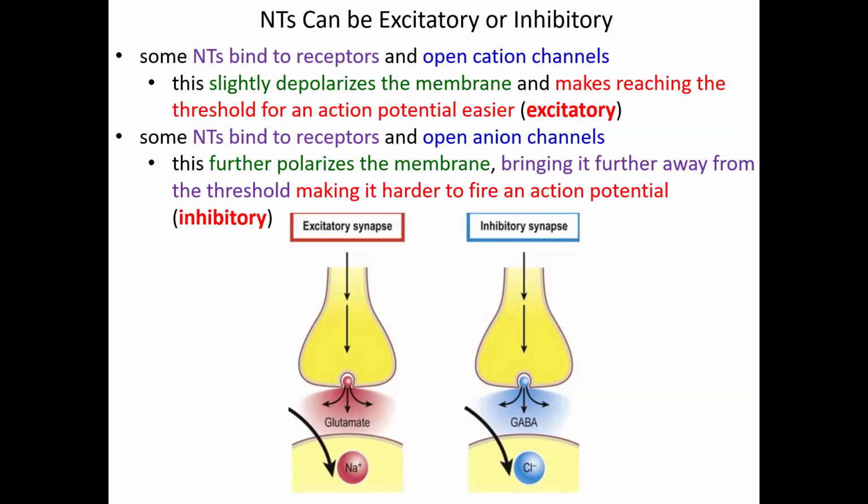So what makes a neurotransmitter and a signal excitatory or inhibitory really boils down to the type of ion that it's allowing in. You're allowing in a positive ion, you're moving closer to the threshold, you're making it easier for an action potential to fire, you're exciting the neuron. If you're allowing an anion in, you're making the membrane potential more negative, you're getting further away from the threshold, you're making it more difficult for that action potential to fire.